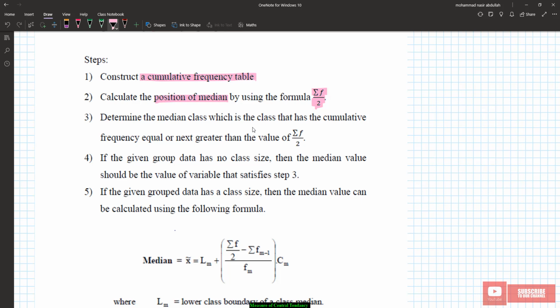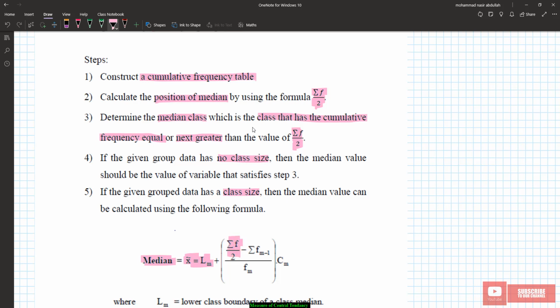Right? This is the position of median for group data. And then determine the median class, which is the class that has a cumulative frequency equal to or next greater to the value of position of median. If the group data has no class size, then the median value should be the value satisfied in step number 3. But if the group data has a class size, then we will use this formula.